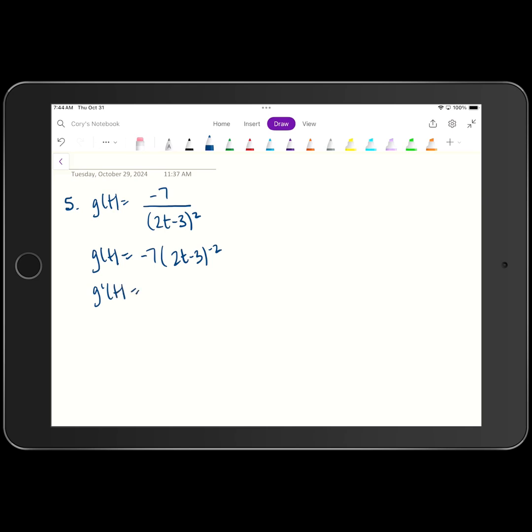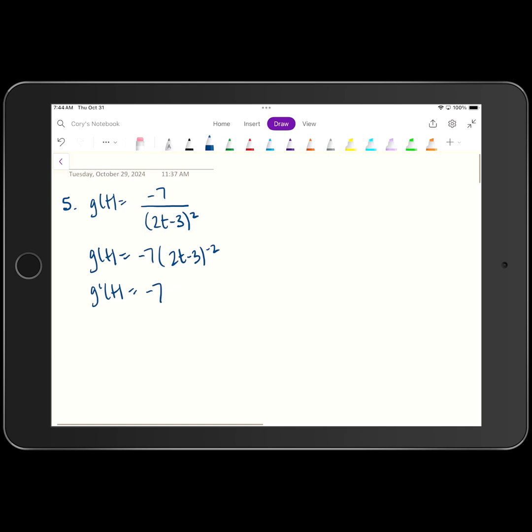Okay, so when we differentiate this function, g prime of t, we can pull negative 7 out front. Because we have the quantity 2t minus 3 to the negative 2 power, that is a composite function, so we're going to differentiate using the chain rule. My outer function in the composition is t to the negative 2 power, whose derivative is negative 2 times something to the negative 3rd power. We evaluate that at the inner function, 2t minus 3, and then multiply that by the derivative of the inner function, which is 2.